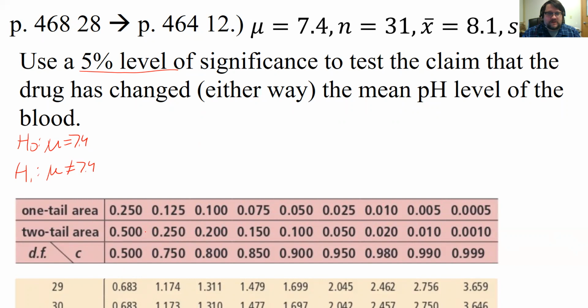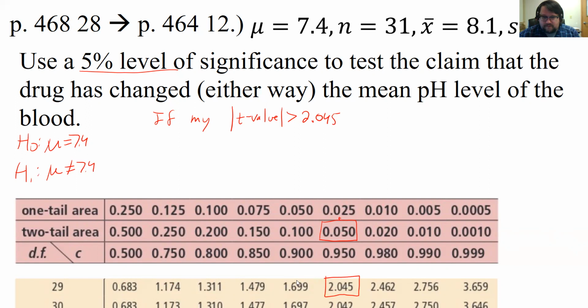Since it's a two-tailed test, I'm going to use this, which you'll notice corresponds to a one-tailed test of 2.5%. And so what I'm going to say is, if the absolute value of my t value is greater than 2.045, that's the corresponding, oh, whoops, I'm looking at the wrong number. I can't see it, that's the problem.